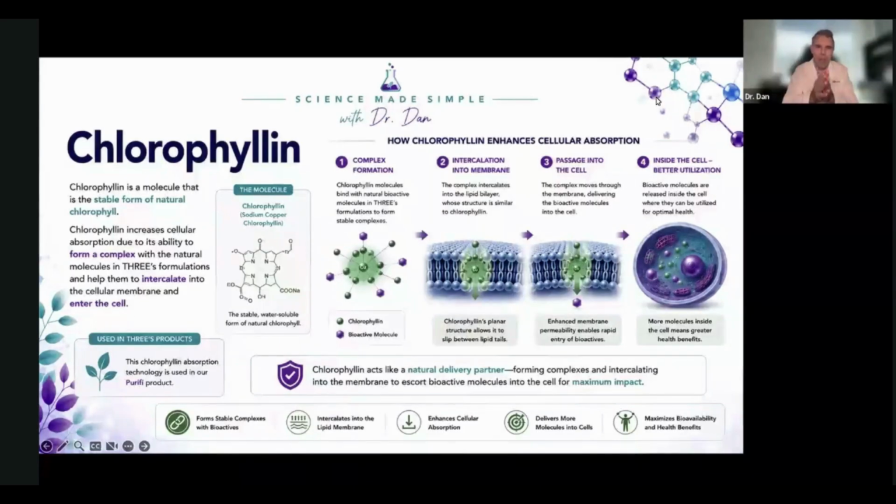And so we bind molecules to chlorophyllin like that thin piece of paper, and it can slide right through the cell membrane, or intercalate through the cell membrane and into the cell. This is a nice technology that we use in our Purify product. There were several molecules, like silymarin, that the other technologies, liposomes and micelles, just weren't working for, and we needed to get them into the cell. We found that chlorophyllin was a good way to do that. And so that's why our Purify product is green. The capsule is green because it's made of chlorophyllin.